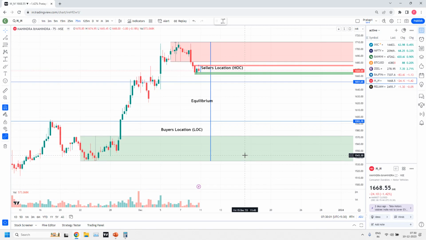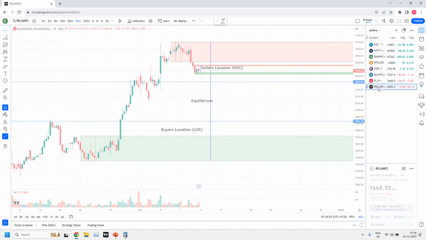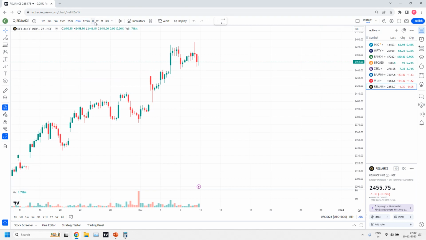Now we are going to see one more example, which is a very, very important example. Whoever is watching this video, you should not miss this example, because it is going to be the basis for our next concept. To understand our next concept, let me open the next chart, Reliance. Let me go to the monthly time frame.